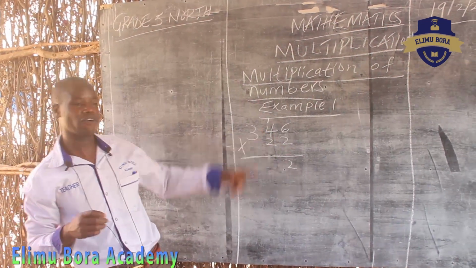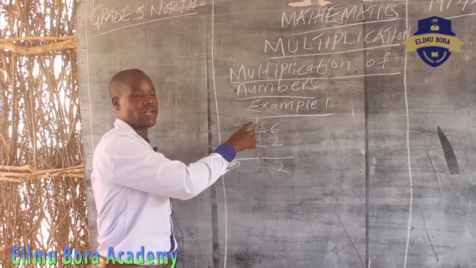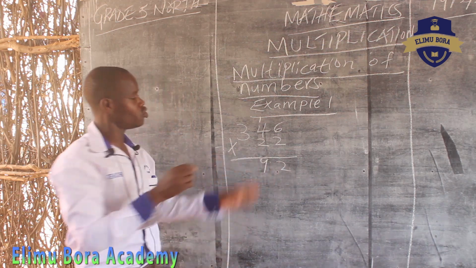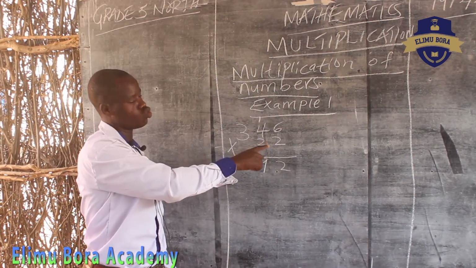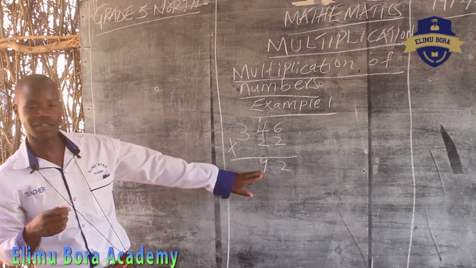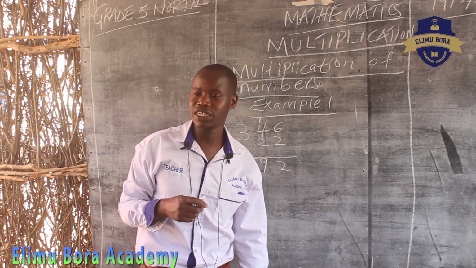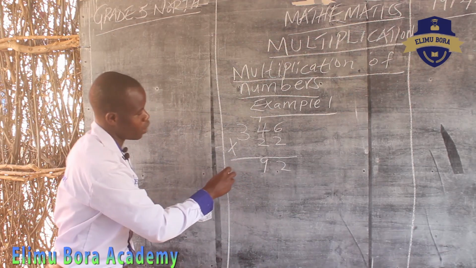So 2 multiplied by 4 is? Yes, so we have 8, and then you add 1. 8 plus 1 will be? 9. So you write 9 here. Make sure you arrange your work in that order. So we are done with multiplying 2 by 4, and then you add 1, you will get 9. And then you have 2 multiplied by 3. 2 multiplied by 3, yes, Maida, we have 6.